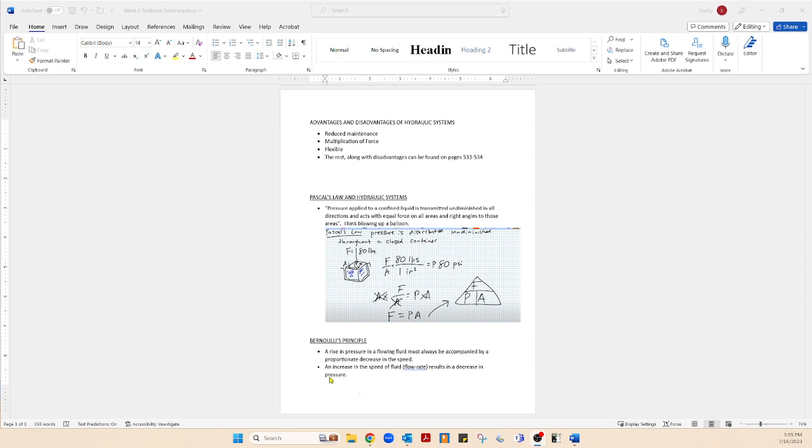Now, its applications are yet to be discovered, but we will as we go along when we get into some valves and things like that.